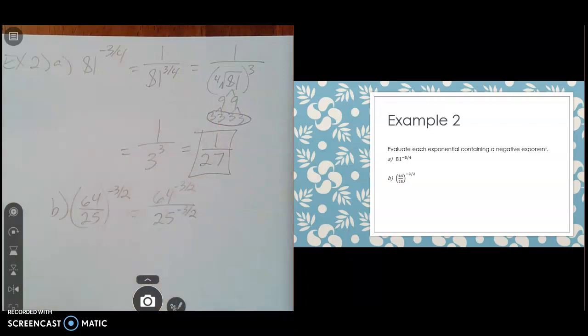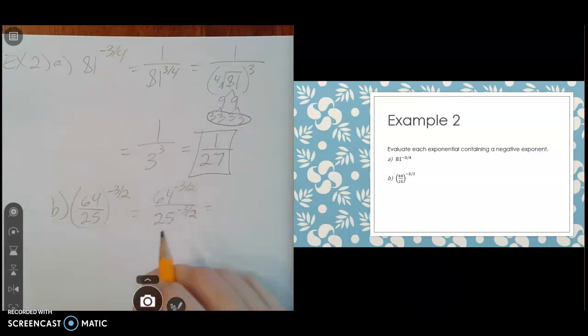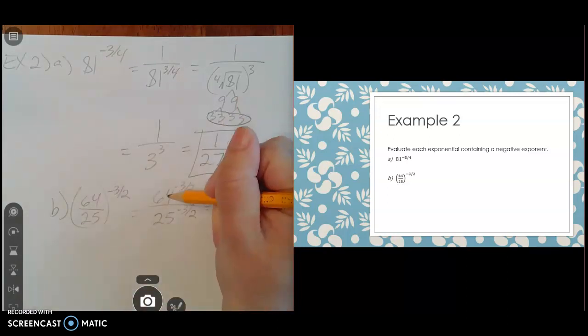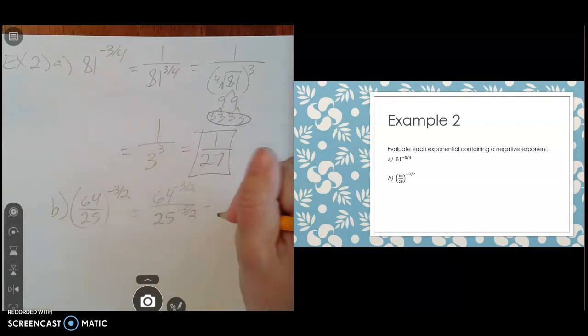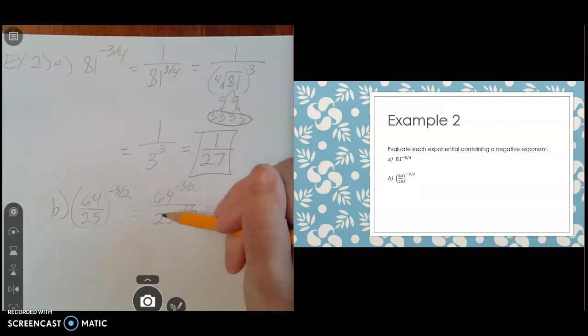And so essentially both of them are not happy where they are. So what you can do is you can switch them so that we have positive exponents. So the 64 says, I don't want to be in the numerator. It has a very negative attitude about it. So we can switch it down to the denominator, and that will make it a positive exponent instead of a negative exponent.